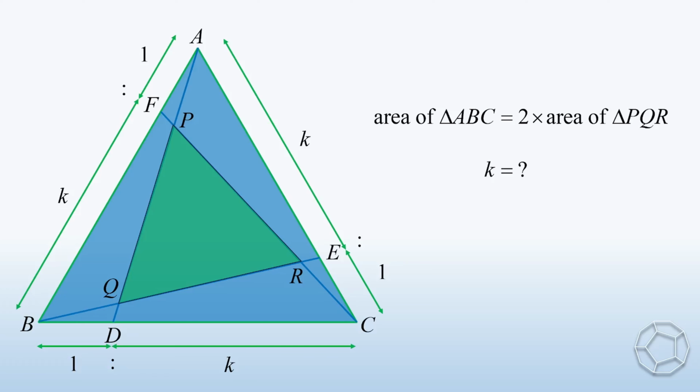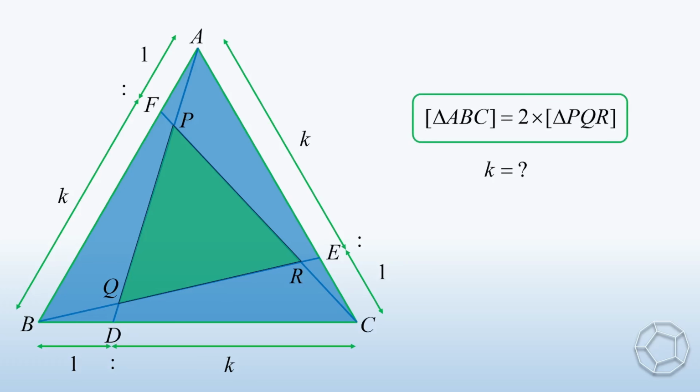For convenience, we use the notation of square brackets for areas of triangles. Indeed, at the end of the video, you may be surprised that there are two possible values of k. Let's see how to solve it.